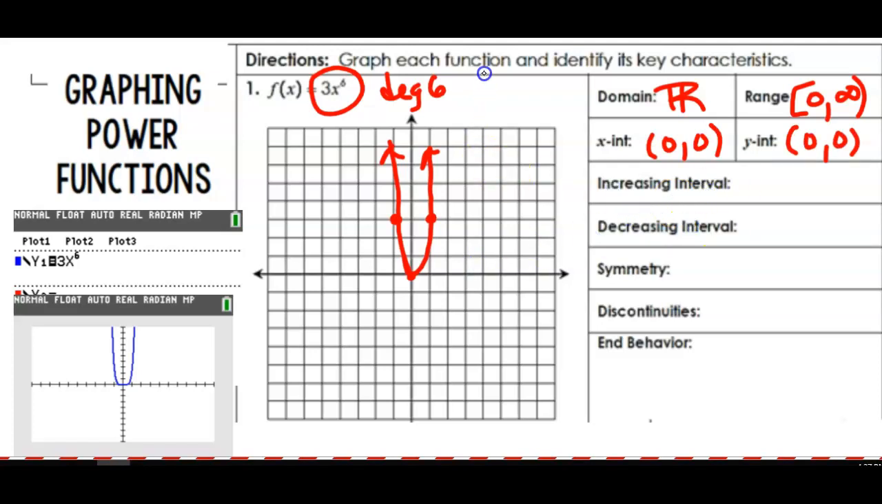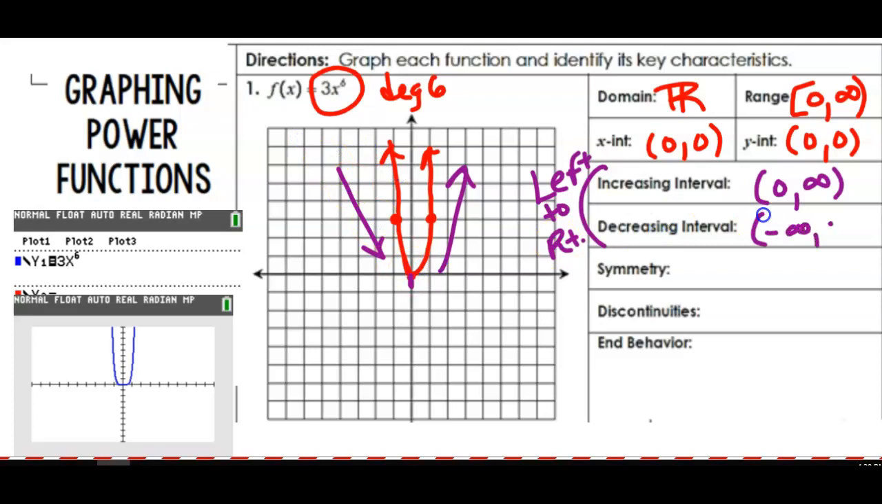Increasing. Well, this graph, as we go left to right, remember, this side is going down, this side is going up, left to right. Hope you remember that from last week. All right, so the increasing interval started here at 0 and to the right, and we don't ever need brackets when we do increasing and decreasing. The decreasing interval was the negative side, so from negative infinity to 0, because we're giving x intervals. We're talking about what x values make it decrease or increase.